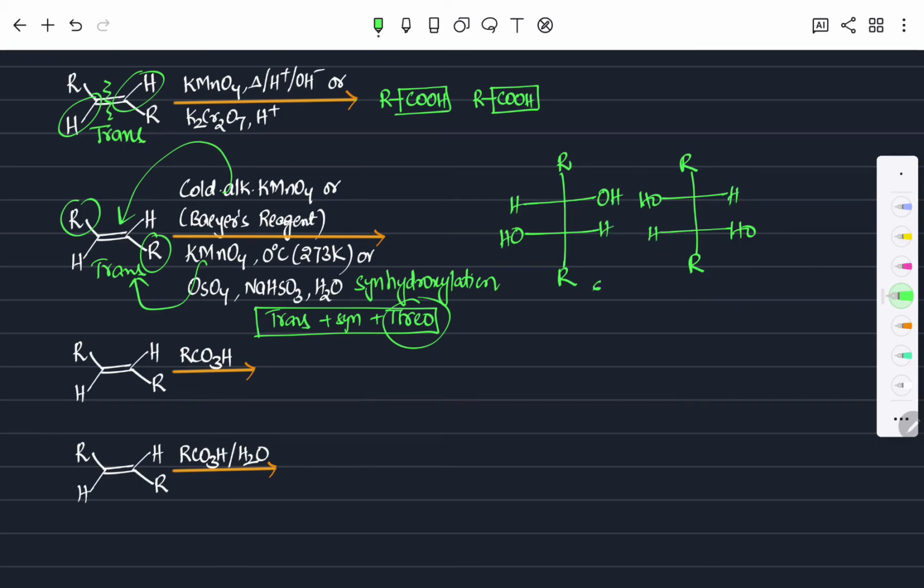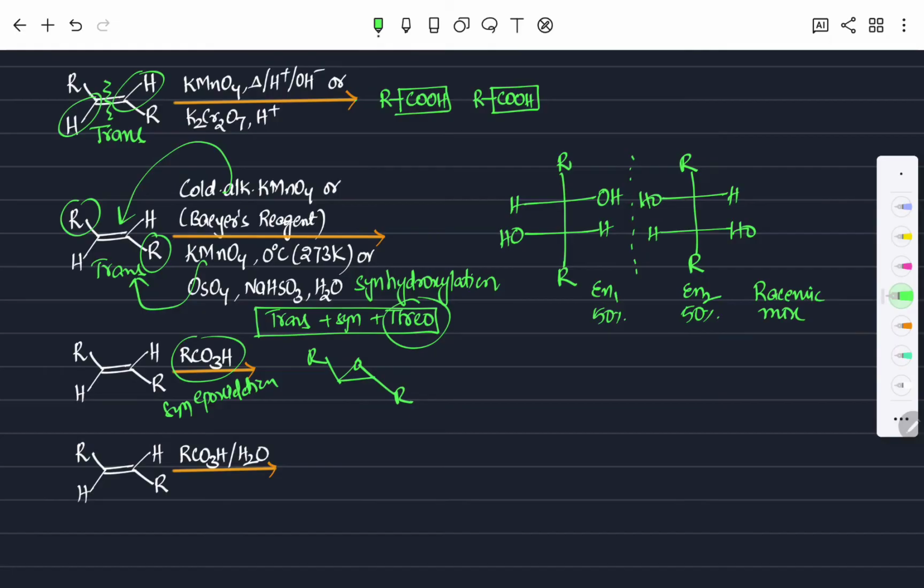So this is enantiomer 1, enantiomer 2. Both are forming equally. That's why it is also a racemic mixture. When the alkene is treated with peroxy acid, this is epoxidation. Syn epoxidation. So we get simply the corresponding epoxide.